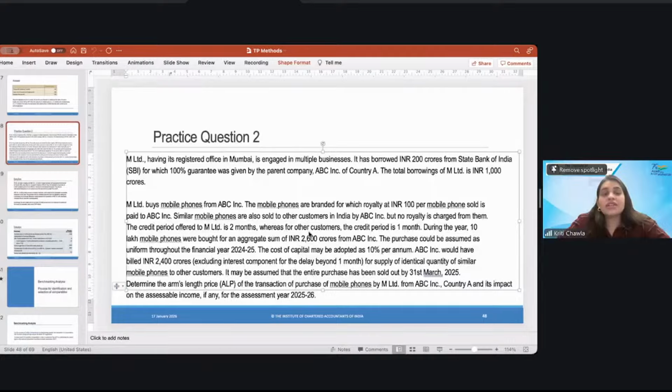So you cannot take the related party prices. You always start with the unrelated party because that is something where you can actually make adjustments. You cannot make adjustments to your related party situation in this scenario.